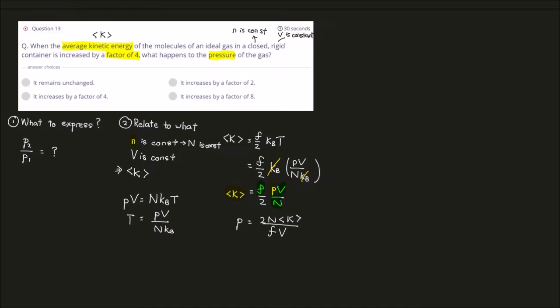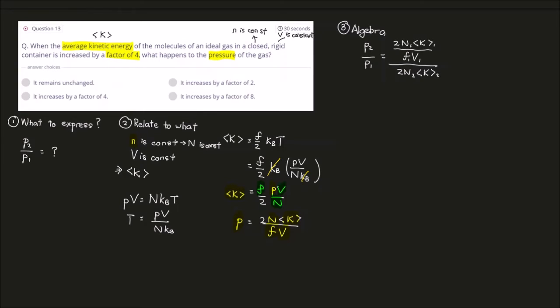Again, as you can see, the other things that we know the relationship, is either constant or increased by something. Yeah, those things we know. Then this thing is the thing that we want to express. So knowing that, we can start to do our algebra. Algebra, again, P2 over P1. Then we write down everything that we know. 2N1 average kinetic energy 1 divided by F1 V1. Okay, let's just be a bit clearer, do things a bit slow, that's fine.